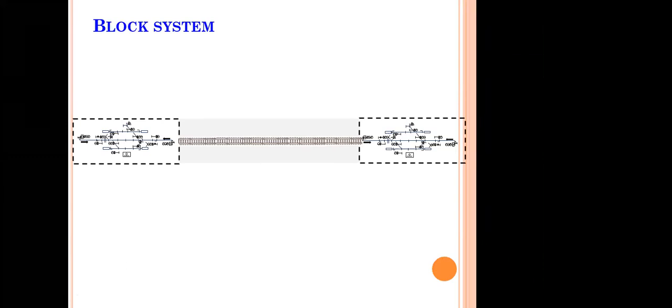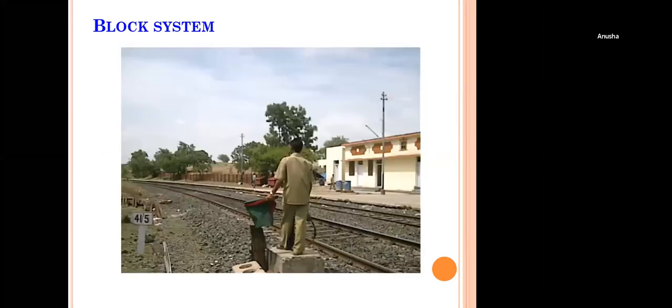Now the block system is another topic which will ensure the running of the train between two stations. We will study about the block systems. Let me show one small video here. This is the video. Just see this video.